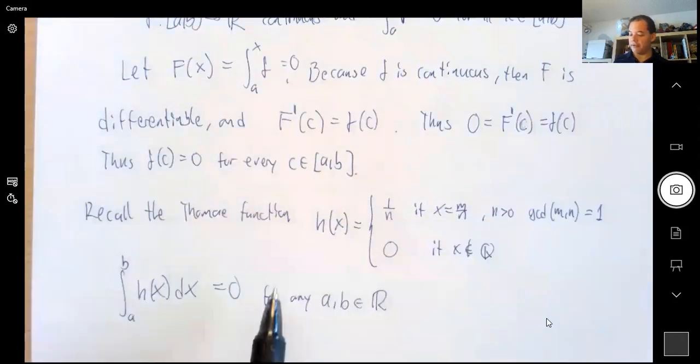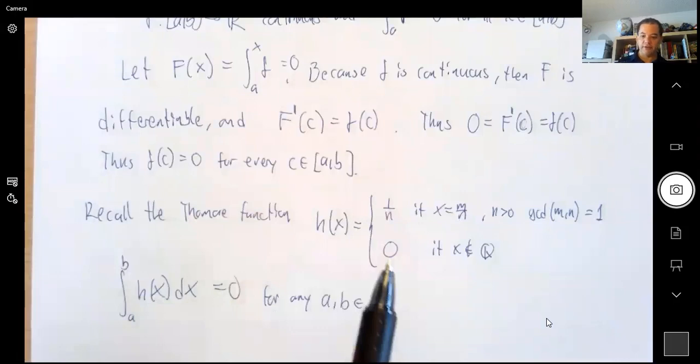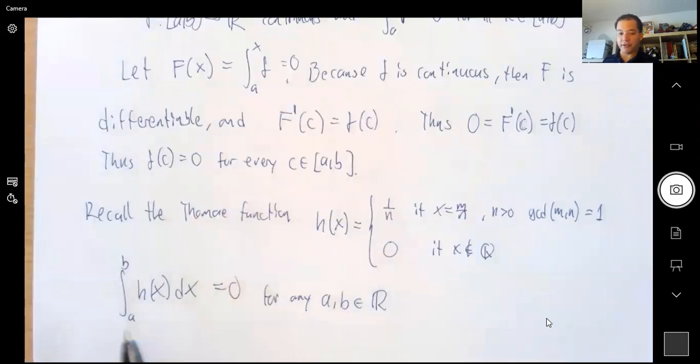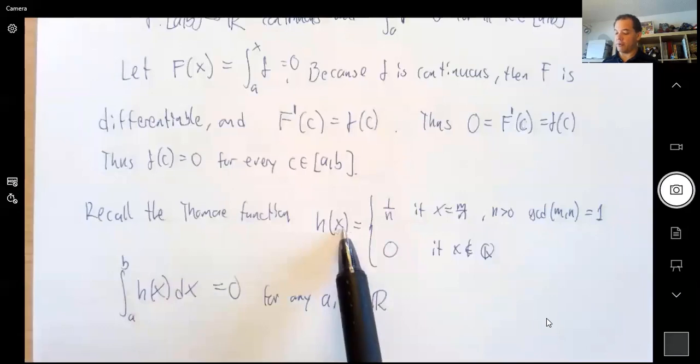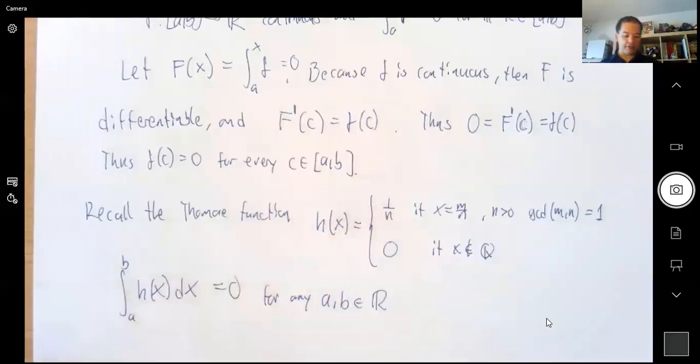However, this function does not have a derivative, right? It is not even continuous. So this function is not continuous and it's not zero all the time. So even though the integral is zero all the time, the function itself is not zero. Sometimes it's 1 over n. So that's the counterexample.